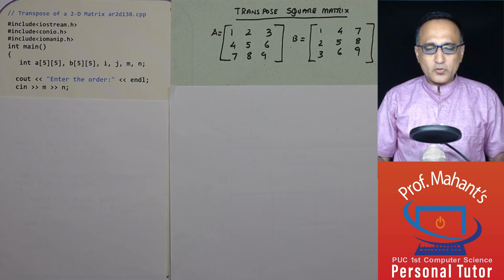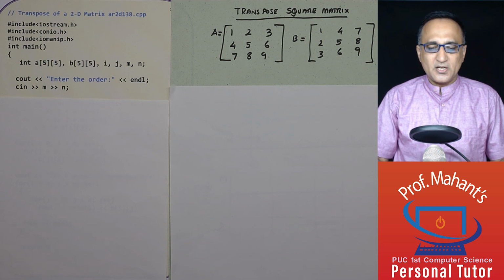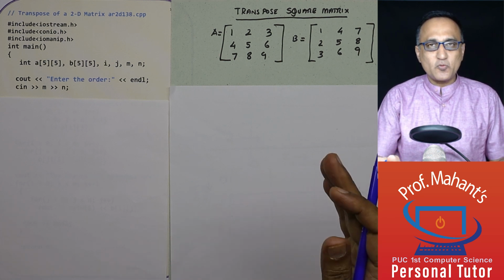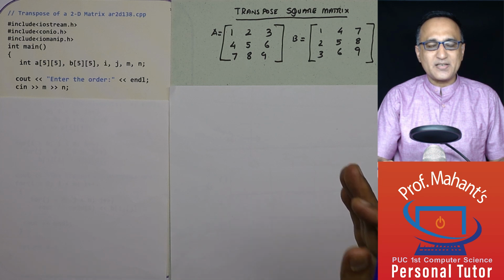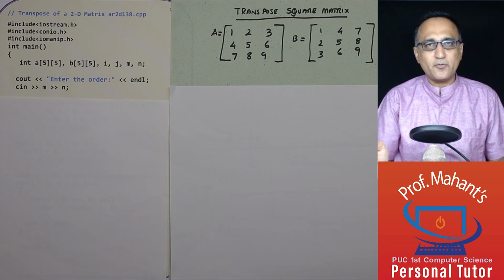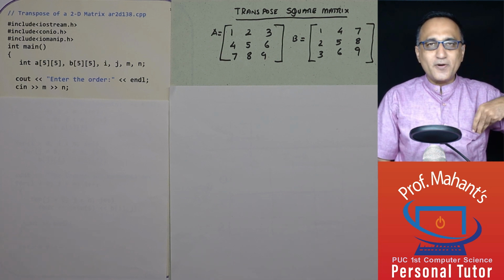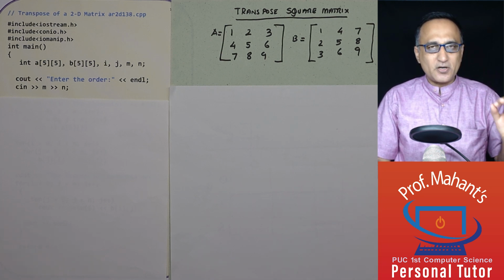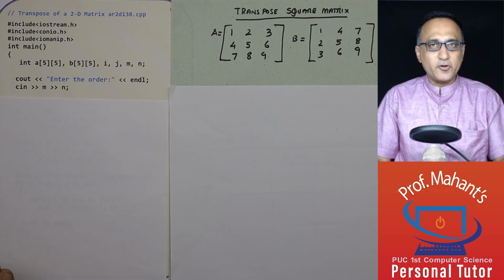Now, in order to solve this problem using a C++ program, we are going to make a few assumptions. The first assumption is that it's going to be a square matrix, that is 2 into 2, 3 into 3, 4 into 4, 5 into 5 and so on. If you want to do it for a different size of matrix, it's not difficult. There's a small change. I'll let you know when you want to actually do it.